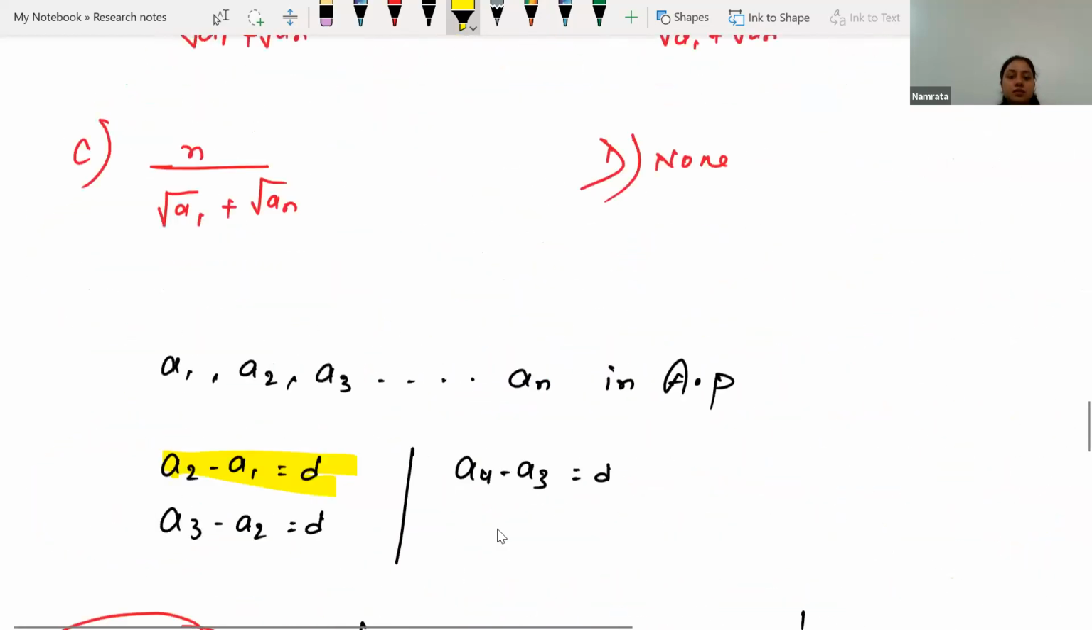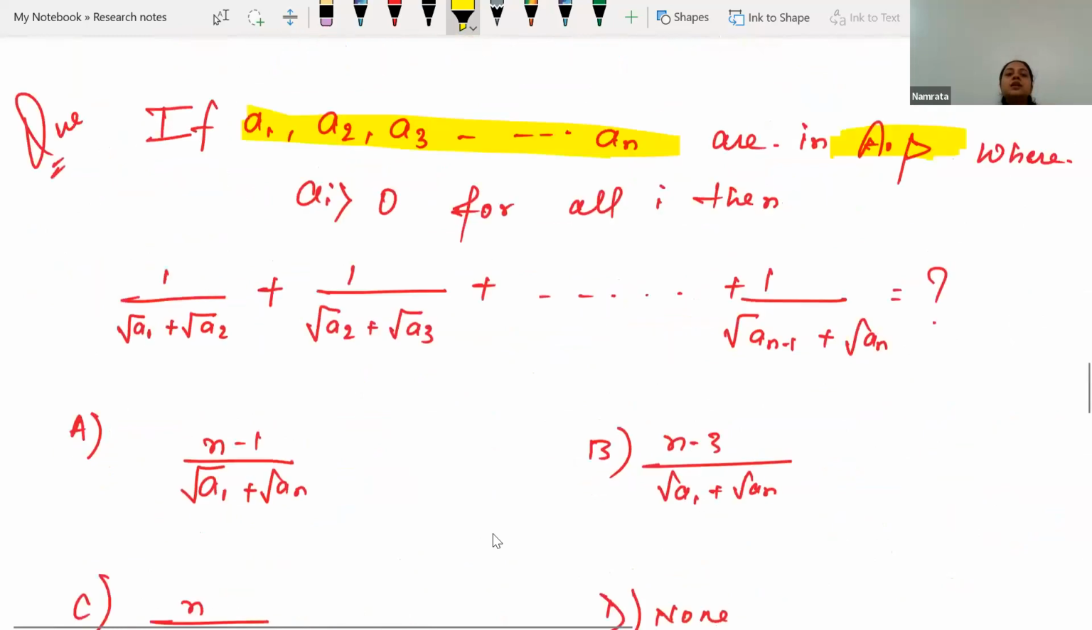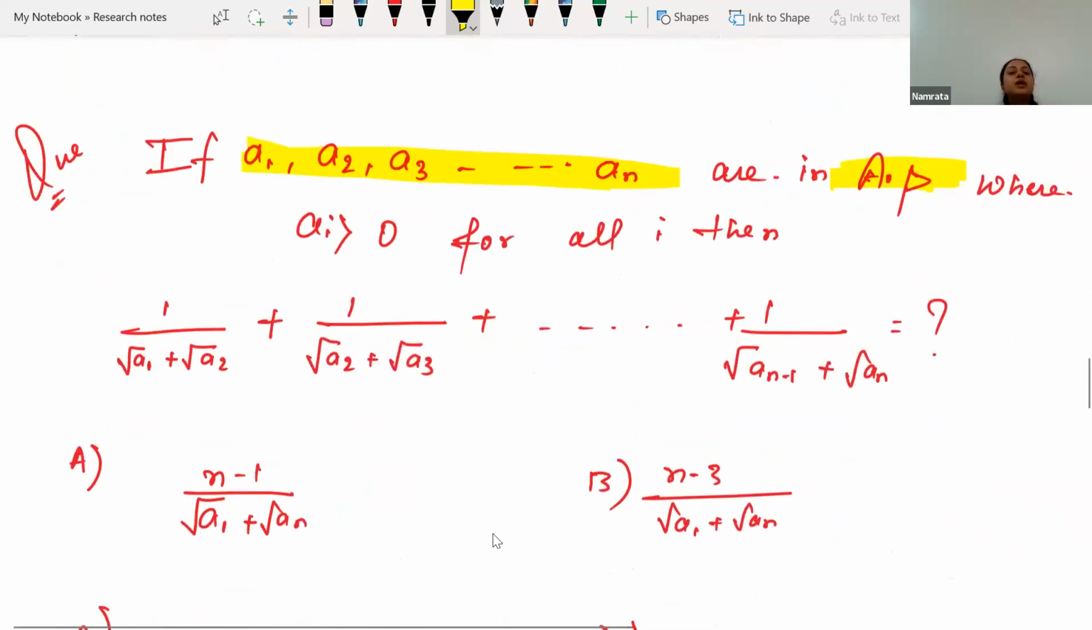Let's summarize it. The question says if a1, a2, a3 are in AP, where ai is greater than 0 for all i, we have to find the sum of 1 by root a1, root a2, 1 by root a2, root a3, and so on. So we have written that if a1, a2, a3, an are in AP, then the common difference will be a2 minus a1, a3 minus a2, a4 minus a3. That is called the common difference, and let's say that is D.